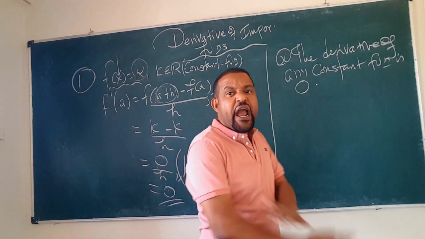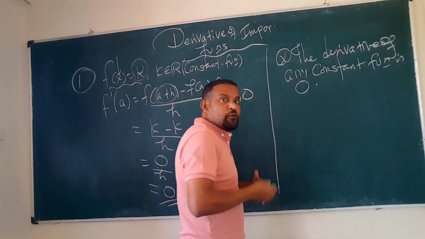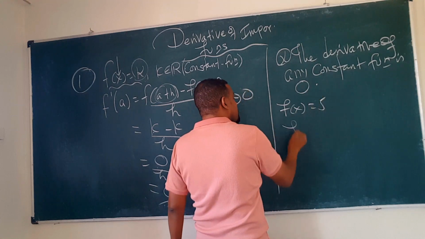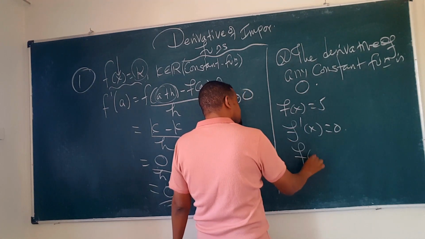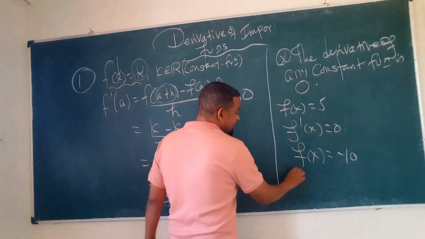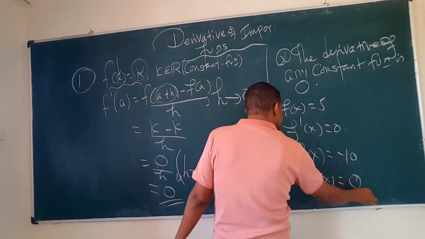So the derivative of any constant function is 0. For example, what is the derivative of f of x is equal to 5? Automatically the derivative of this is 0. What is the derivative of f of x is equal to negative 10? At any point, the derivative of negative 10 is 0.